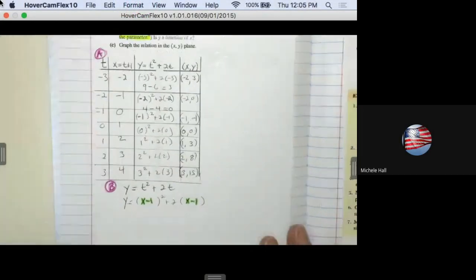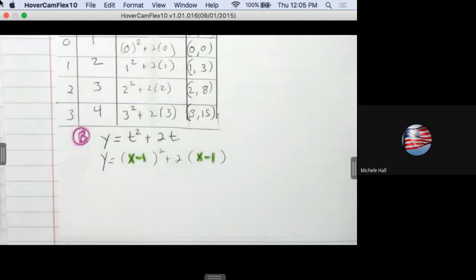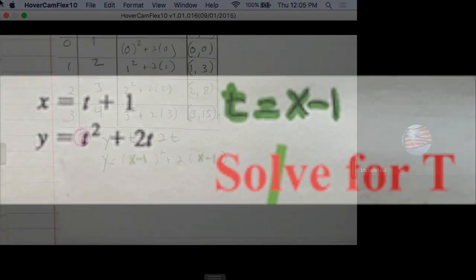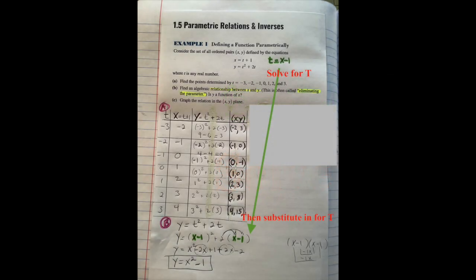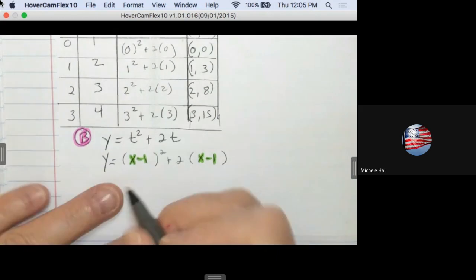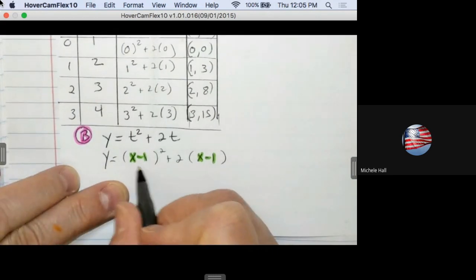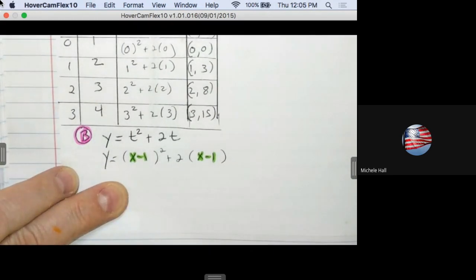We have an equation that says y equals something of x. Now we have y in terms of x. Using the equations above, we solve for t, and then we substitute the t value into the equation. All right, so we're going to start by doing x minus 1 squared.